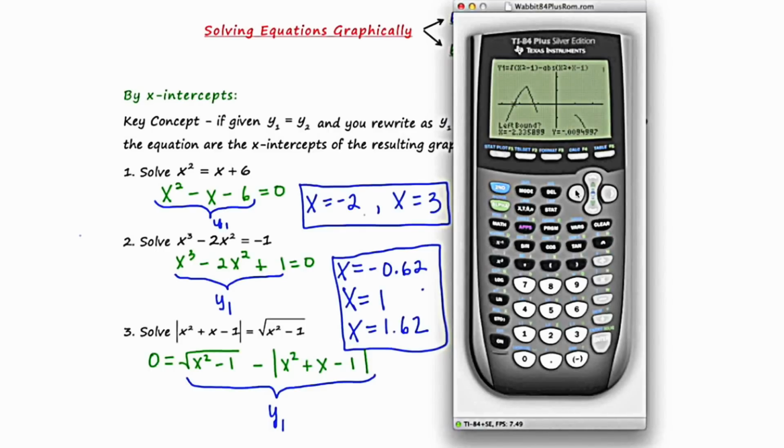We're moving now to the left. Press enter. Right bound means move to the right. Press enter. And then guess means put the cursor as close to the x-intercept as you can. And we see the word 0, which means we're done, and we're rounding to the nearest hundredth. So it's negative 2.33.